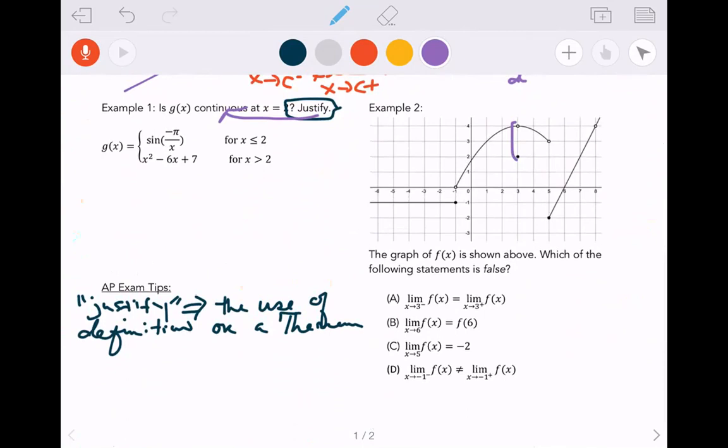For this to be continuous, and it says, is it? Sometimes I'll say justify that this is or is not, but this is an is question, which means when I'm done, I'm going to be writing yes or no because, and then I will validate my justification. All right, let's go take a look. And again, this is review.